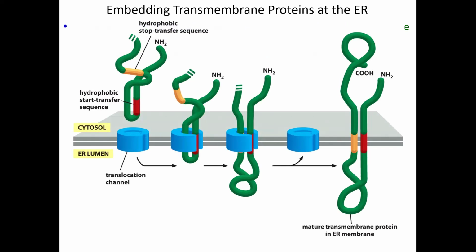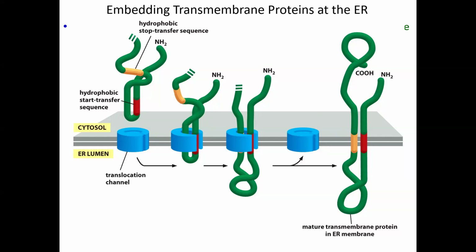When that start transfer sequence is encountered, it's bound by an SRP. The SRP brings it to the SRP receptor. The SRP receptor hands that off to the translocation channel. The translocation channel holds on to that start transfer sequence, but we've already made a lot of this protein. So that becomes the cytosolic domain, a very large and articulated cytosolic domain. But then we continue making the protein. We thread more and more of that protein into the ER lumen.